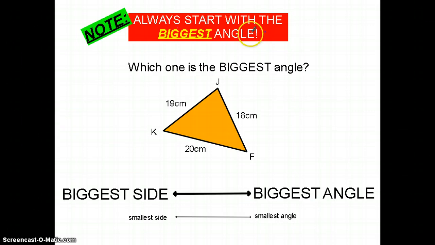You always start with the biggest angle. If you have a choice, you're going to use the biggest angle and the biggest side. Okay? Now, if you have this, how do you know which one's the biggest angle? Well, easy. You look for the biggest side, and right across from it, that would be your biggest angle. Which one's the smallest side? Well, it's across from the smallest angle. It'll be easy to remember.